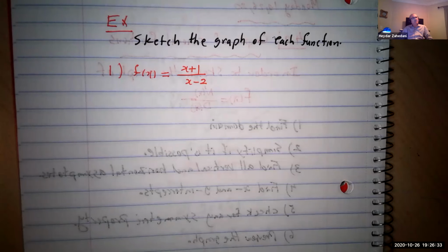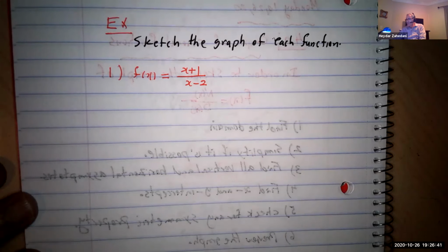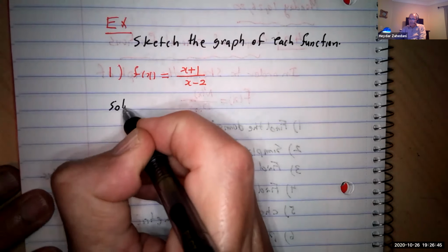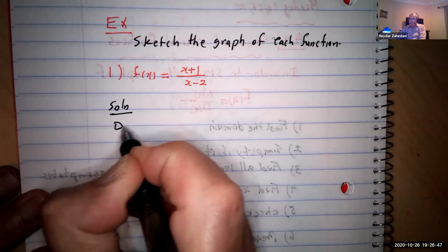Okay, are you ready? Domain first. You know that. The denominator is 0 at 2. So the domain would be everything except 2.